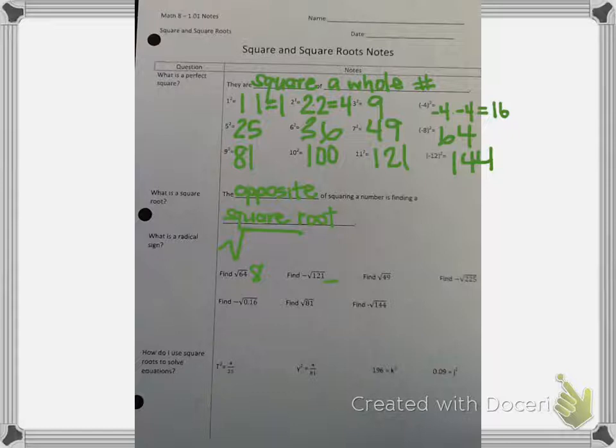So the square root of 121 is what times itself makes 121? Well, that would be 11. Alright, the next one is the square root of 49. And the square root of 49, what times itself makes 49? The answer to that would be 7.